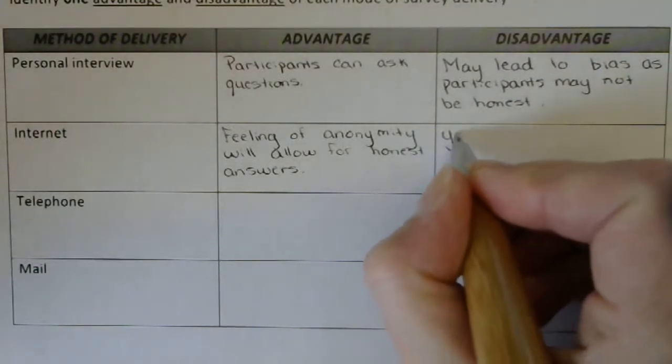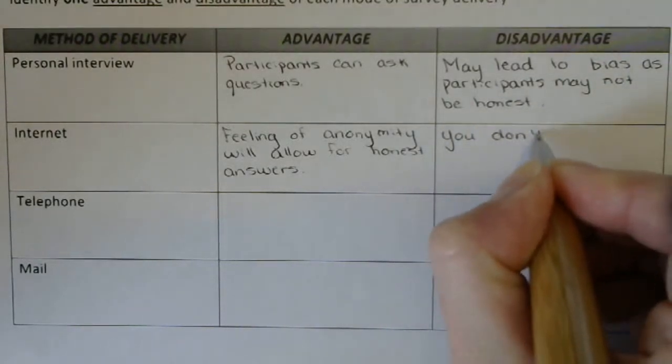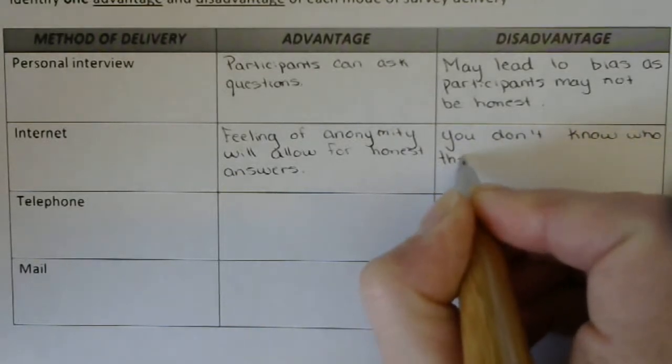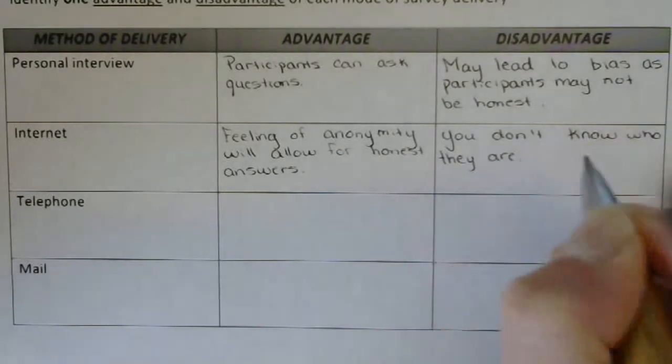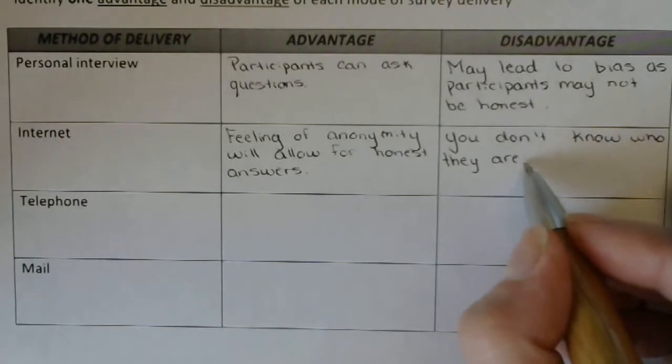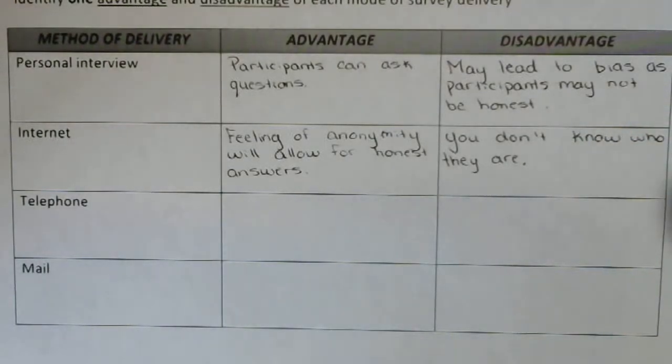Disadvantage, you don't know who they are. Okay, so someone could say that they fall within the age bracket or they are a student, but you have really no way of telling for sure if they're online. Another downside is you don't have as much control over who is going to respond. Okay. Unless you're emailing these people individually, you're not going to have as much control over that.